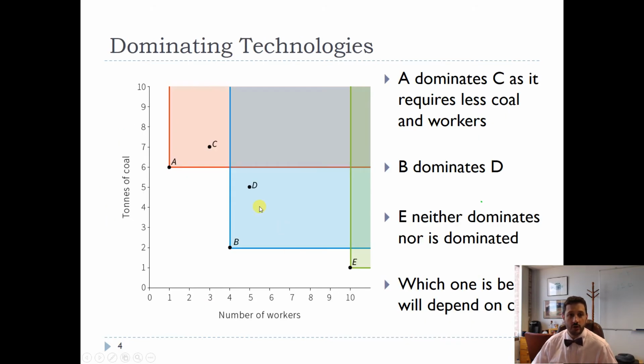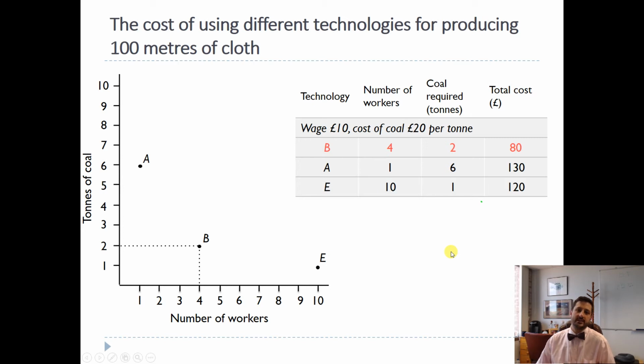What we do know is that C is dominated by A. We can draw a box around A going out from the origin, right? And the same with D being dominated by B. And point E is neither dominated nor dominates. Which one we choose will actually depend on the cost. So let's think about that.